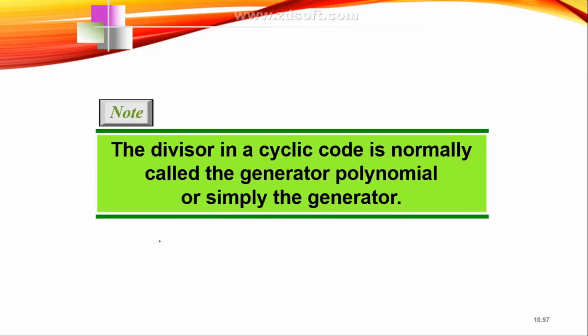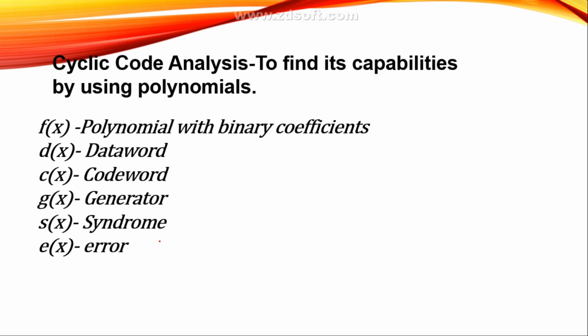The divisor in a cyclic code is normally called the generator polynomial. Now the last topic is the cyclic code analysis, to find the capabilities of the coding by means of this polynomial. So we define the following: f of x is nothing but your polynomial with its binary coefficients. So you should know this. Data word is represented by d(x), code word by c(x), generator in the encoder is g(x), syndrome in the decoder is s(x), and e(x) is the error that is being introduced during transmission.